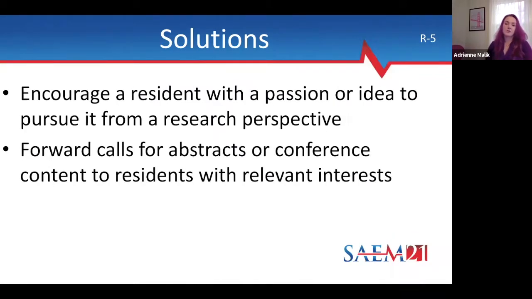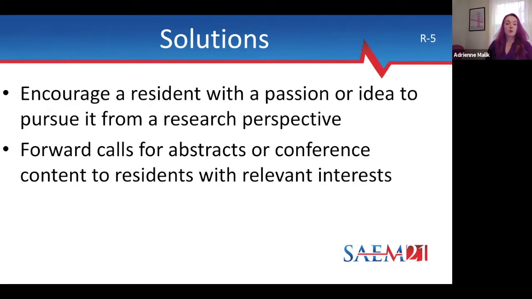Additionally, you want to encourage a resident who has a passion or an idea that they're really into to pursue it from a research perspective. So if you have a resident who thinks that new equipment for intubation is the coolest thing in the world, see if you can get them to focus that energy they have already invested in something they're interested in into a small write-up or a small retrospective study. You know that they already like it, and so you just need to direct that interest towards something that's productive.